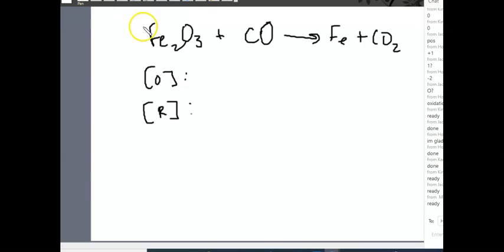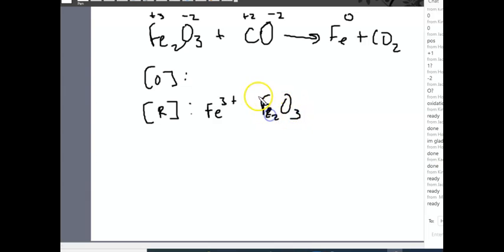All right, so iron here has a +3, oxygen's a -2. The oxygen here is a -2, and the carbon here is a +2. Here, the iron is a 0. So the iron is going from a +3 to a 0, so it's gaining electrons, therefore it's being reduced. For the one that's being reduced, there are two ways to answer this question. You can either say it's the iron 3+, or you can say it's the Fe2O3.